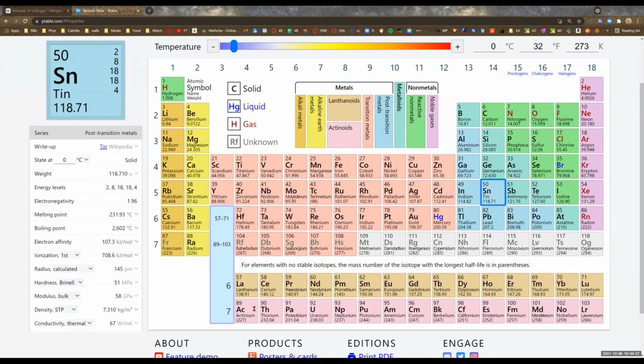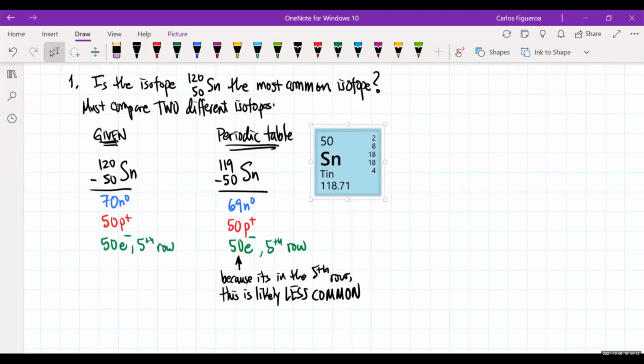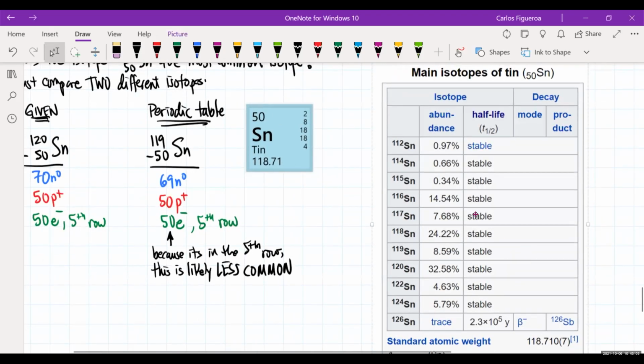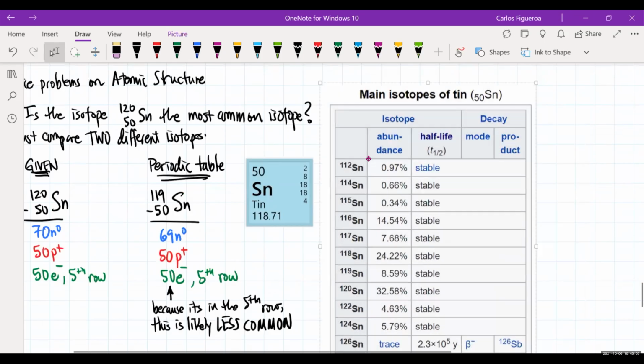Oh, I did not share my screen. Oh, man. Sorry about that. So I went in and I wrote the 5th row, and then I wrote that because 69 is the one listed on the table, but it's in the 5th row, we would expect that it's not the most common. So here I go. I'm going to go get this guy now. These are the isotopes of tin. This is a little bit too big, so I got to make this smaller.